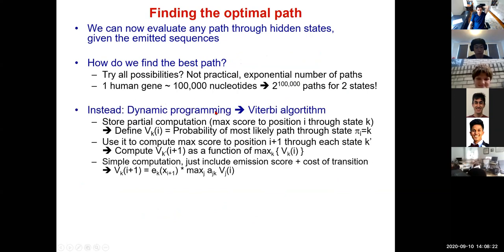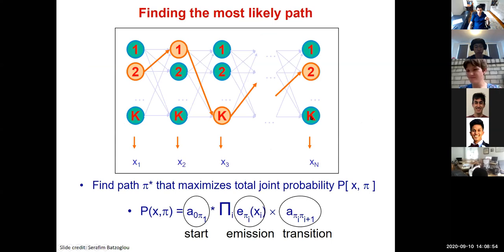Instead, we're going to be using dynamic programming and something known as the Viterbi algorithm, developed by Dr. Viterbi, who was actually an MIT alum. We're going to be storing the partial computation as for all dynamic programming settings. And that partial computation is going to be the maximum score to position i through state k. Going back to this, what I'm going to do is compute a Viterbi variable for every position along the columns here, and for every state along the rows here. And I'm going to assume that if I have already computed the Viterbi variable at the previous time point, I can reuse these results to compute the next Viterbi variable at the next time point as a function of the previous variables.